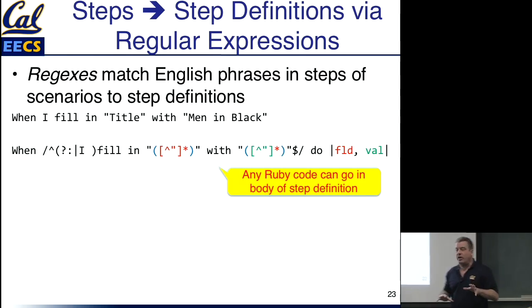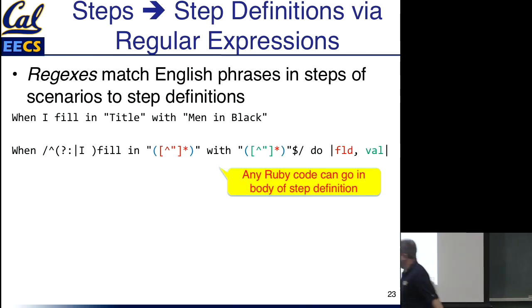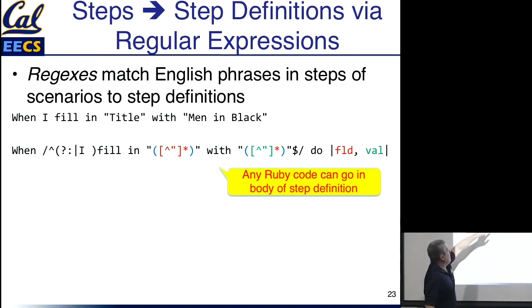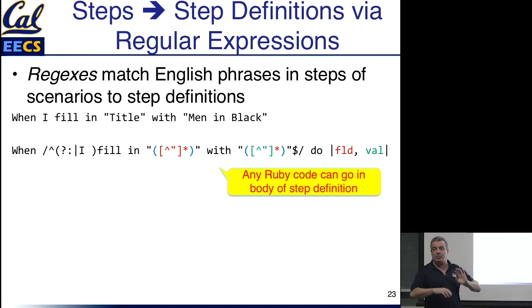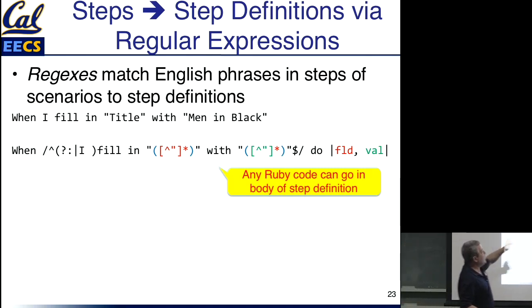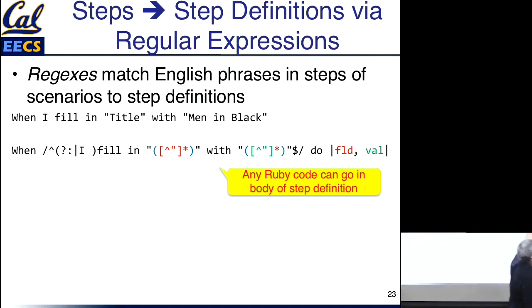It looks a little more complicated than it really is. In particular, don't worry about the initial question mark here. This is a fancy notation, which means that the I is optional, and if it's not there, it's fine. It won't be captured. But the important bits are these bits.